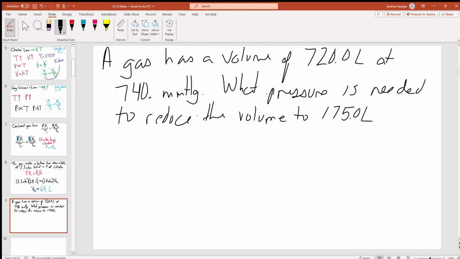So pressure and volume, again, we're going to be dealing with Boyle's law. Now, in this case, our volume is decreasing. Oh, and I want our answer here to be in atmospheres. So our volume is decreasing. What has to happen to our pressure? Pressure has to go up.